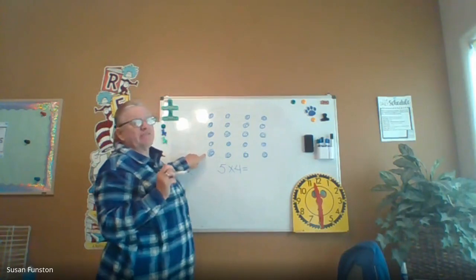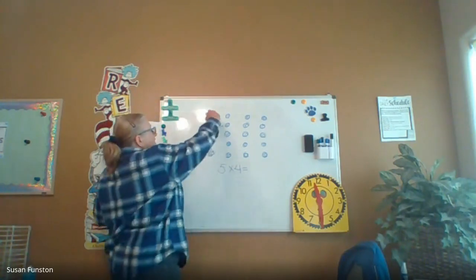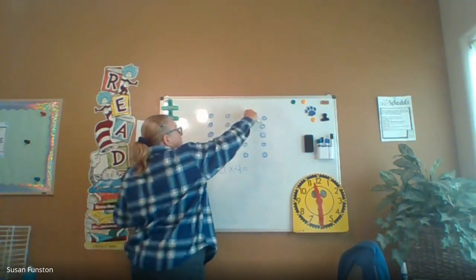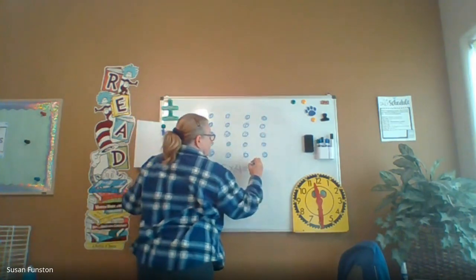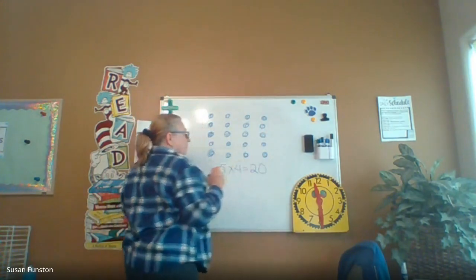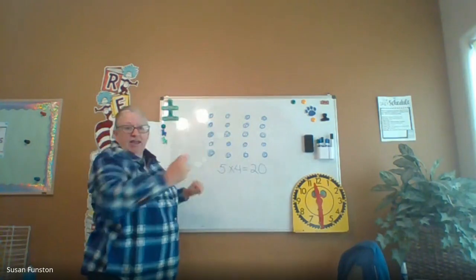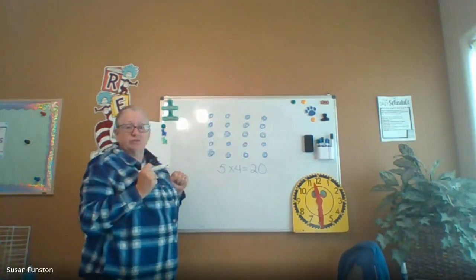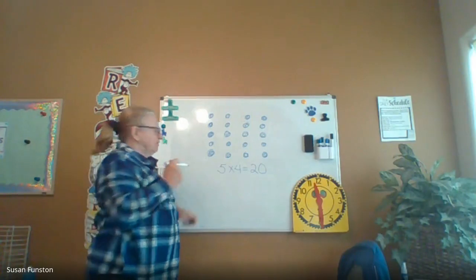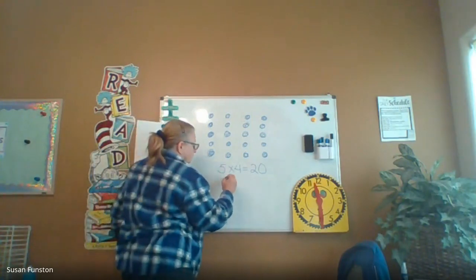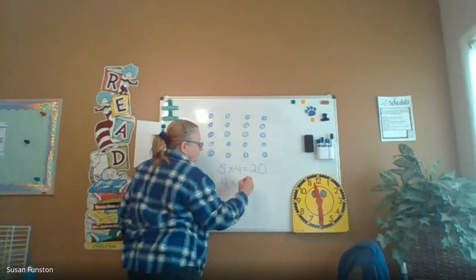Or if I want to count by 5s, which I like because that's easy for me, I go this way, 5, 10, 15, 20. And because of the commutative property, I can turn my array the other way and then what's my other multiplication sentence? Right, it was 4 times 5.